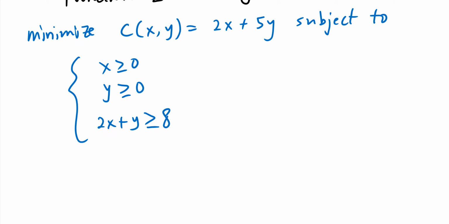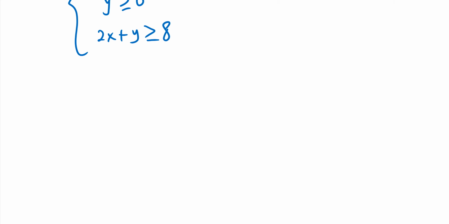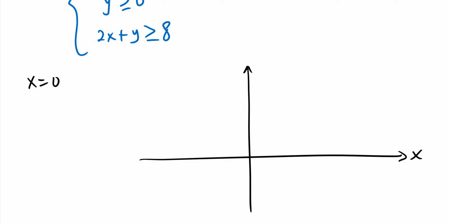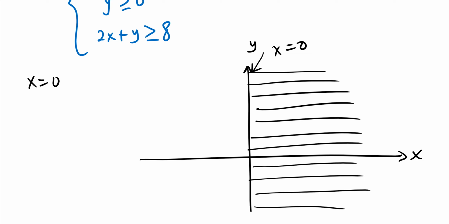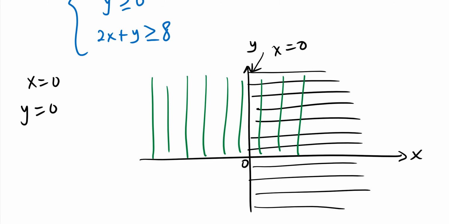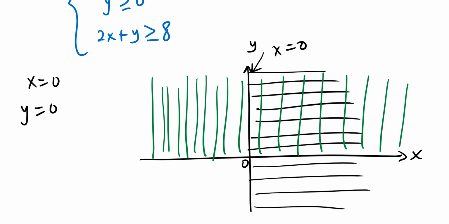Okay, so the first one is x equals 0. That's the y-axis. So bigger than or equal means it's to the right side of the y-axis. We got y equals 0. That's the horizontal axis. It's bigger than, so it means higher. So we shade the region above the x-axis.